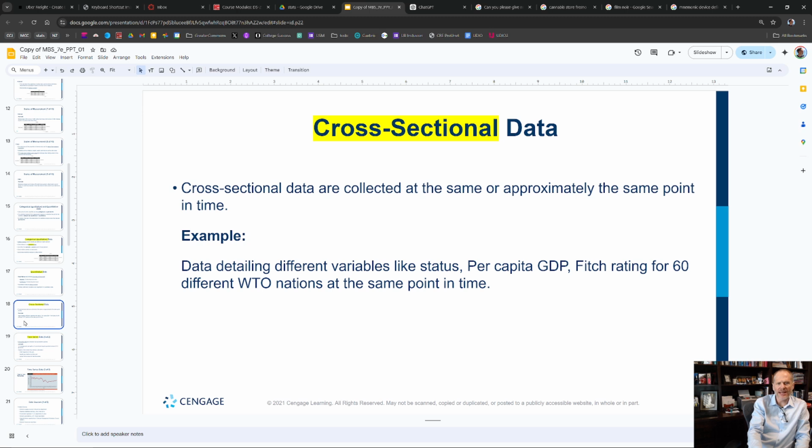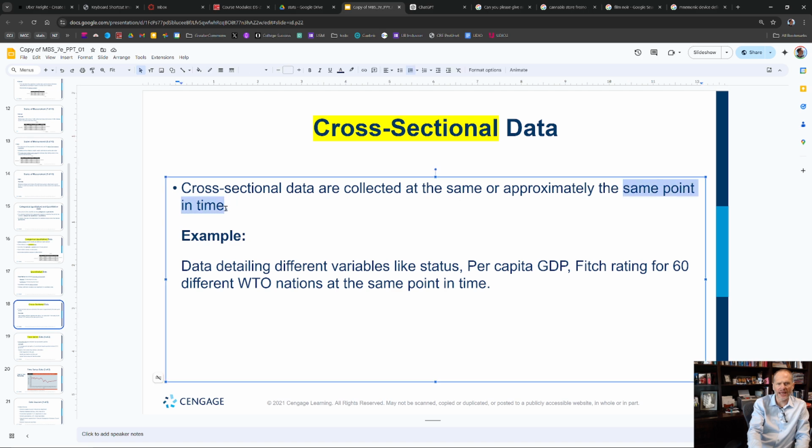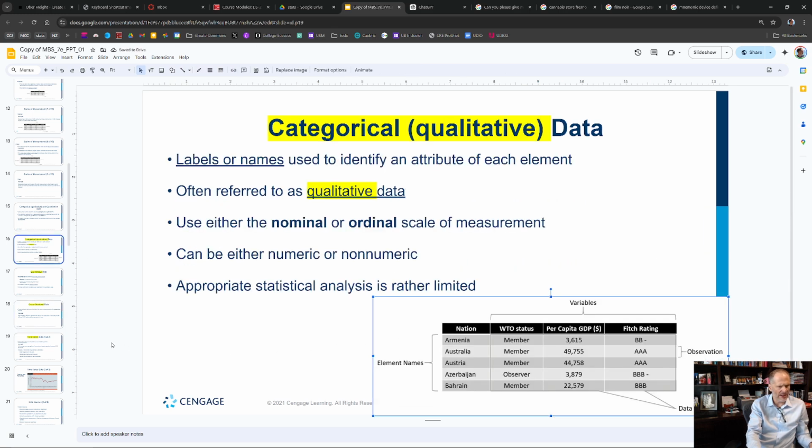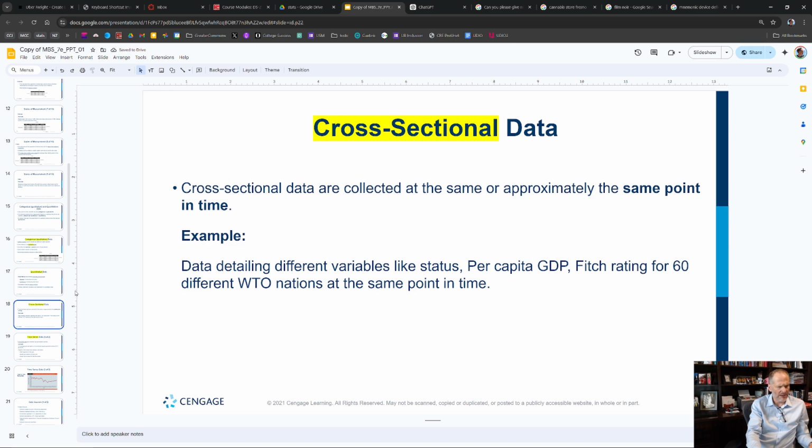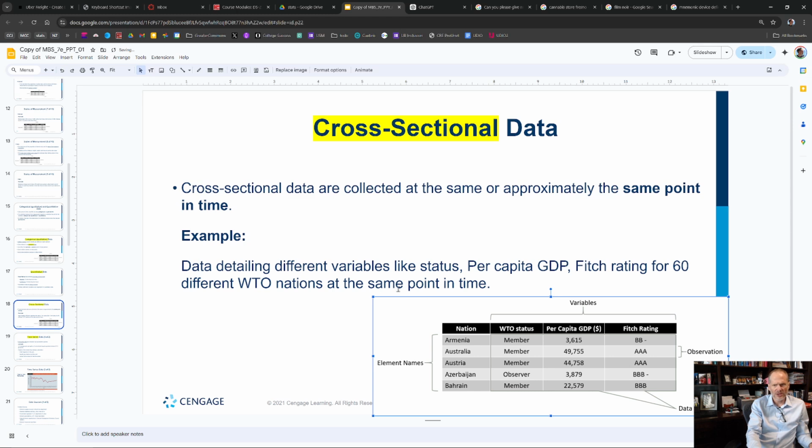And cross-sectional data. So cross-sectional data is at a certain point in time. So it's at the same point in time, right? So let me bring this one over here. And let's see, quantitative, cross-sectional, there we go. So at this point in time, this is the GDP of these countries at this one point in time. So that's cross-sectional data. So you can see the GDP or the Fitch rating.